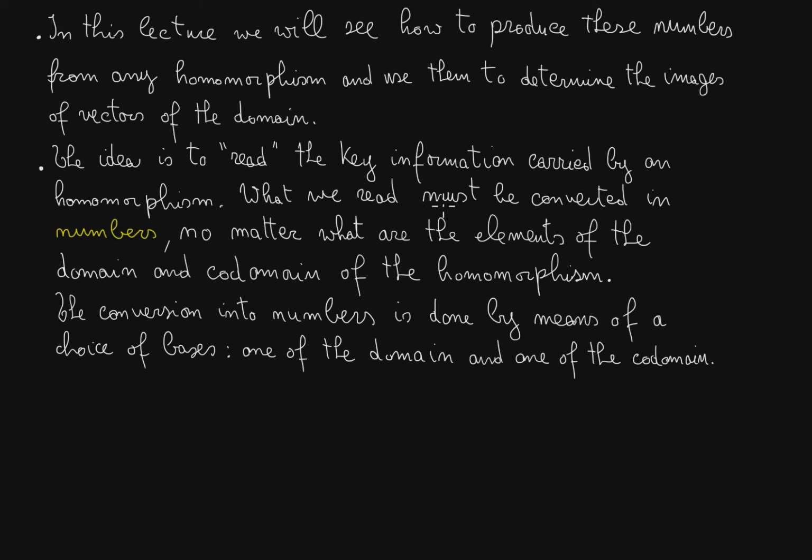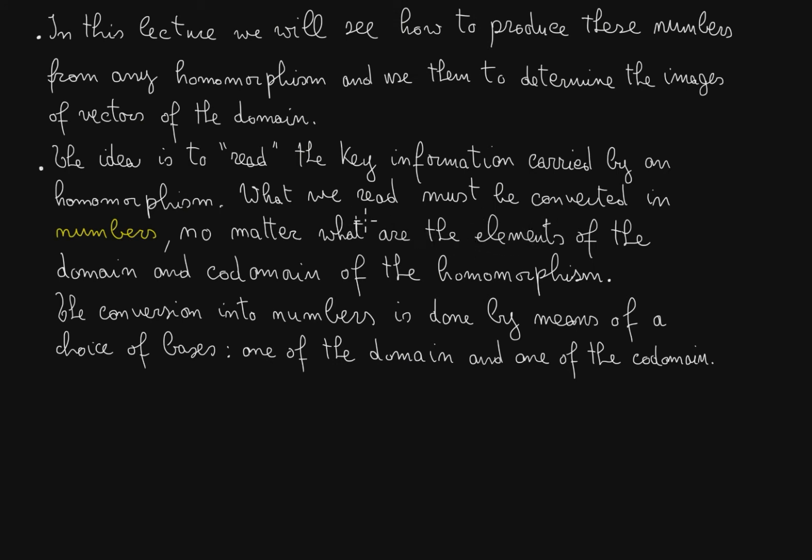What we read must be converted in numbers in order for us to use mathematics on it, no matter what the elements of the domain and the codomain of the homomorphisms are. Remember that vector spaces can have elements that sometimes are n-tuples of numbers, but other times can be just anything. As long as the set has algebraic structures on it, it can be a vector space.